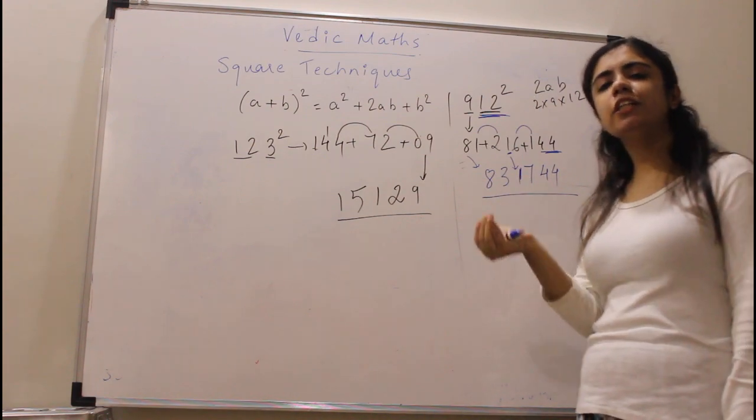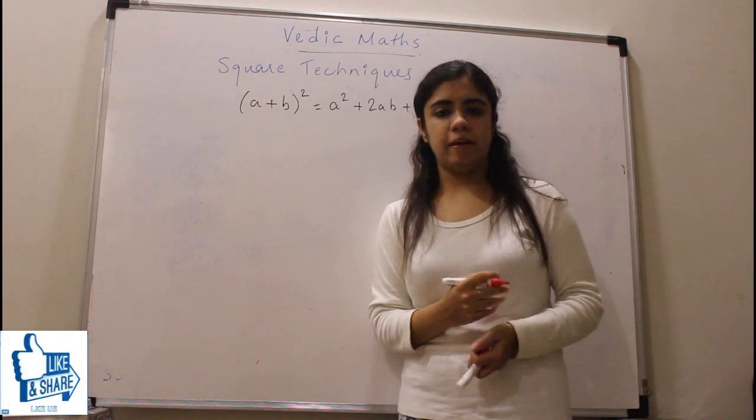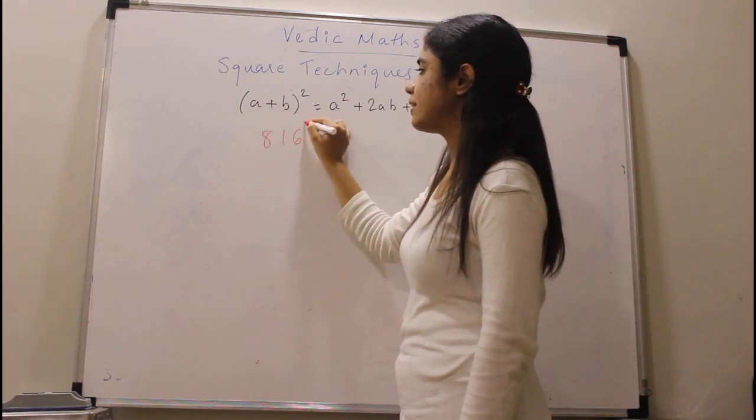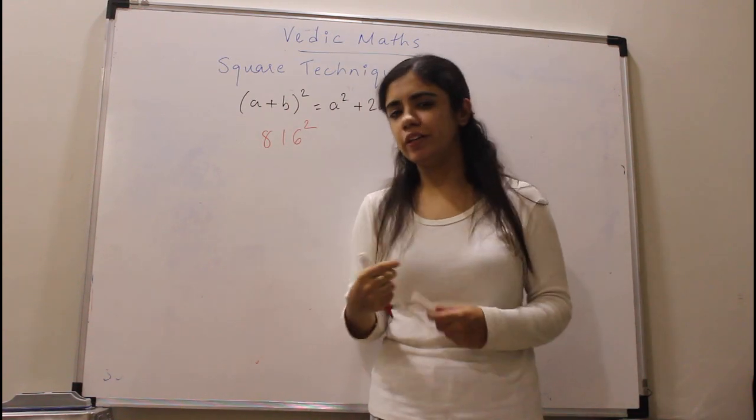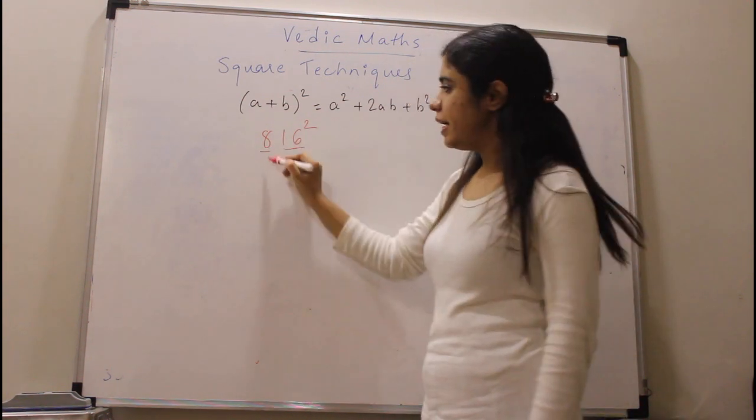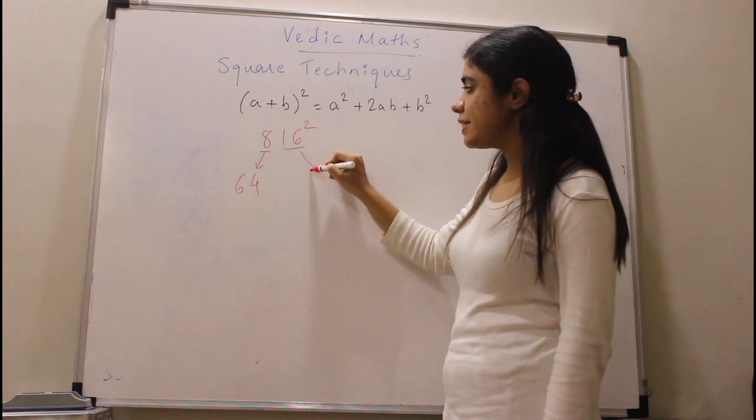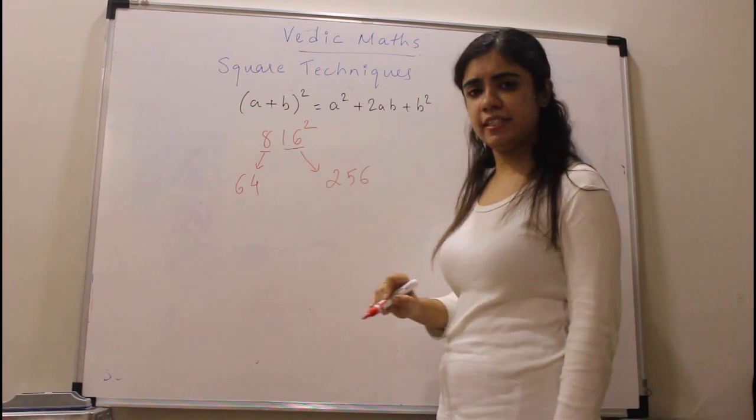If you want, you can check the value on the calculator as well. Now let's take a few more examples. Suppose if I ask you, what is 816 square? ठीक है? 81 का square calculate करना थोड़ा difficult है. So what you can split this as? 8 and 16. 8 square will become 64. 16 square you should know is 256.